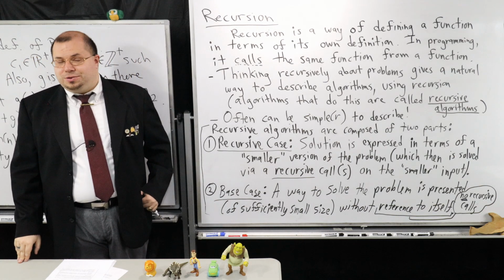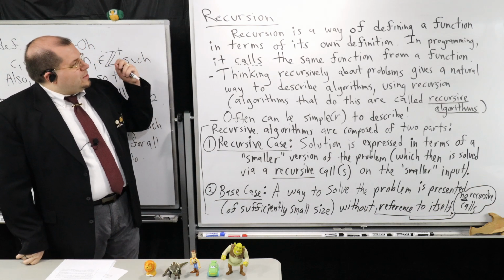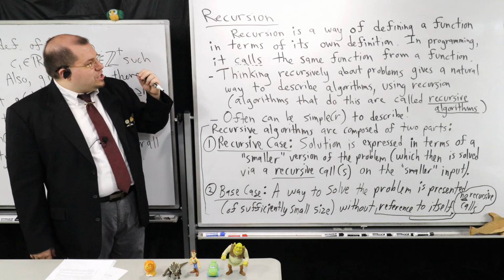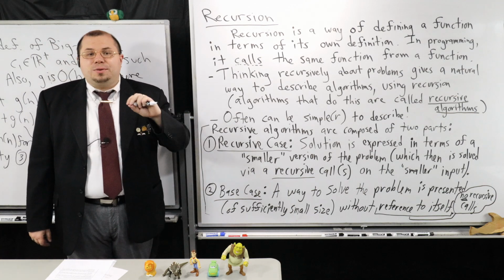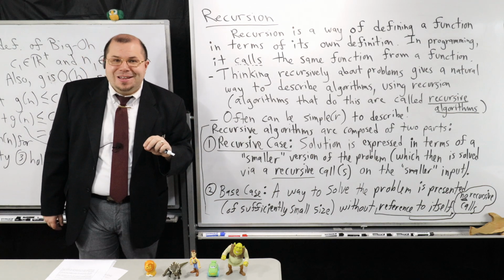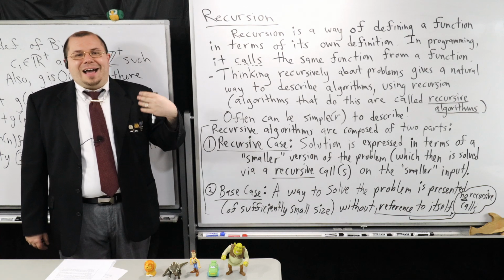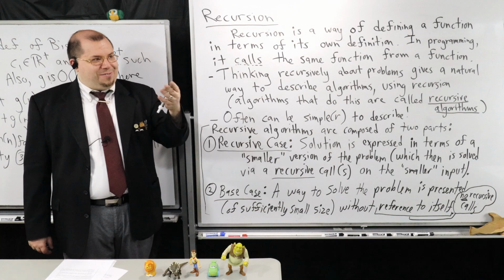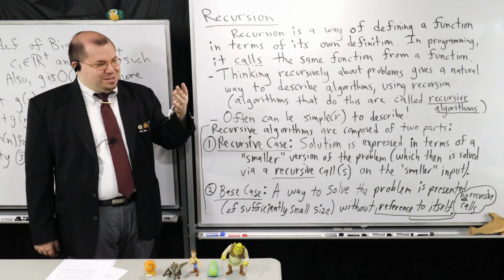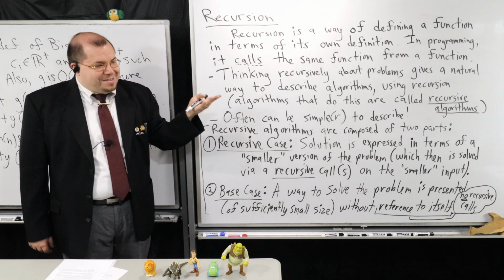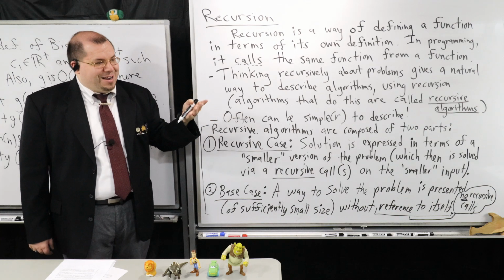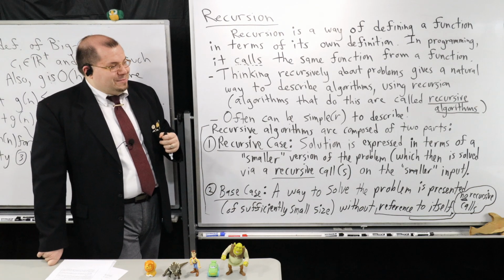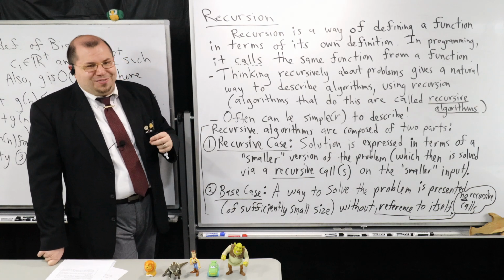So the first thing you need to know about recursion is that it's just a way of defining a function in terms of its own definition. It's what we call self-referential. So for example, somebody asks you what the definition of recursion is. Well, the definition is that it's defined in terms of itself. Well, what does that mean? Well, then it's simply defined in terms of itself over and over again. That's one way you can define it, but most certainly that has its flaws.